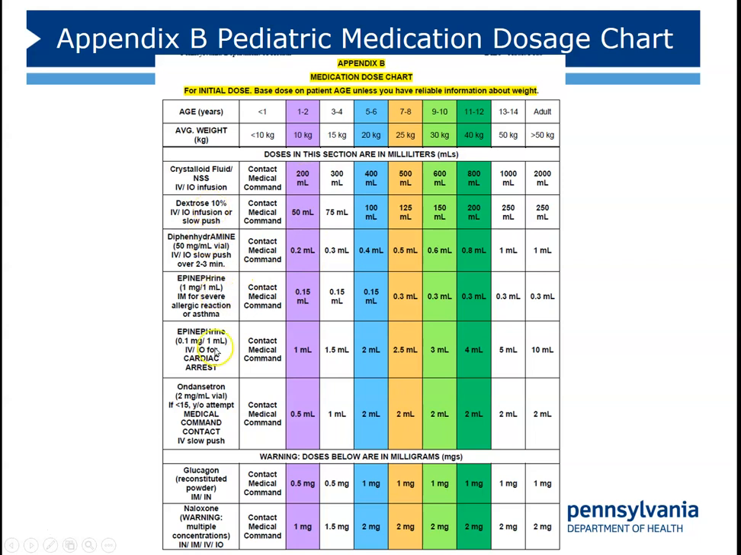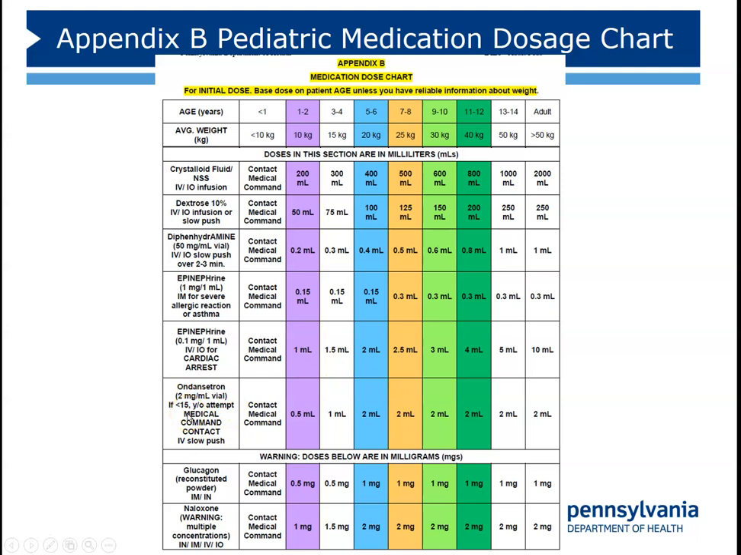Diphenhydramine, your dextrose, your epi: your IM epi, which is 1 milligram per milliliter, versus your cardiac epi, which is designated as 0.1 milligrams per milliliter. Those are given to you in milliliters, not in milligrams. So you need to be able to make that conversion as well.